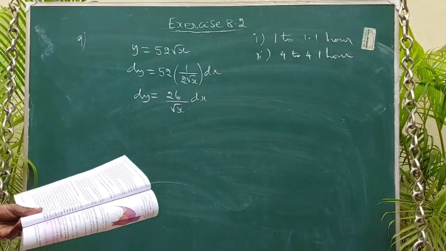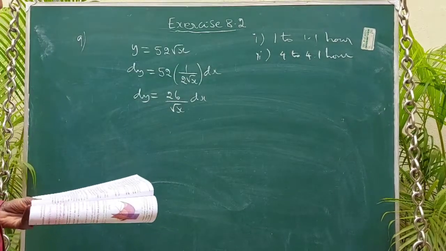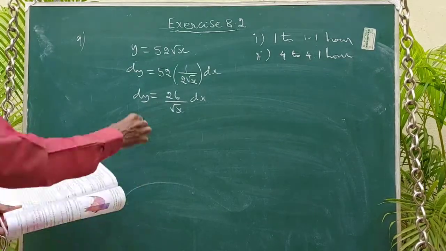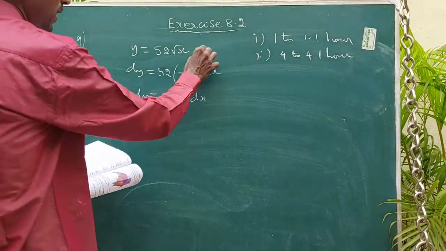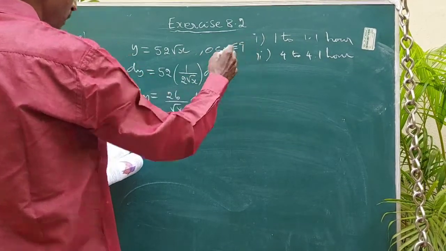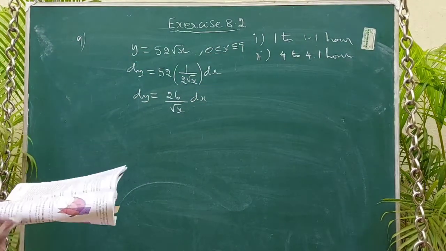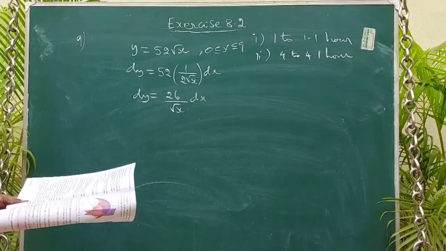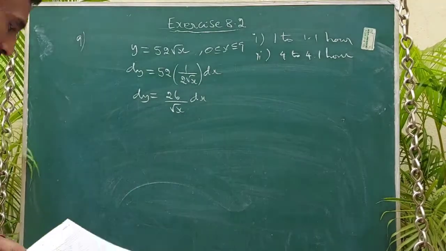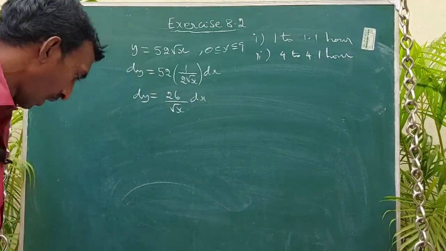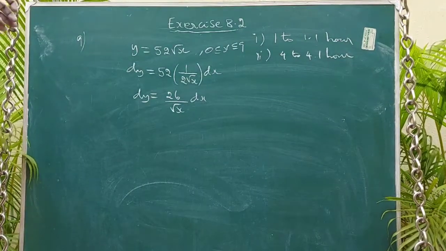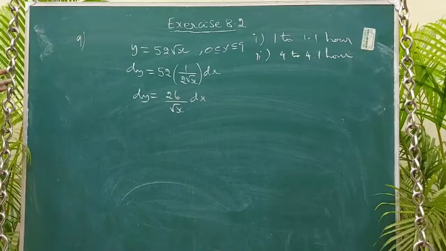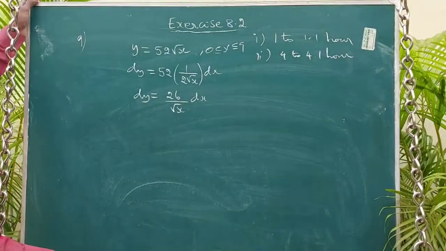Question number 9 in exercise 8.2. The relation between the number of words y a person learns in x hours is given by y equals 52 into root x, where 0 is less than or equal to x less than or equal to 9. What is the approximate number of words learned when x changes from 1 to 1.1 hour, and from 4 to 4.1 hour? Here our aim is to find the change in words learned, so it is approximately equal to dy. In both cases we find dy because they are asking only for the approximate value.